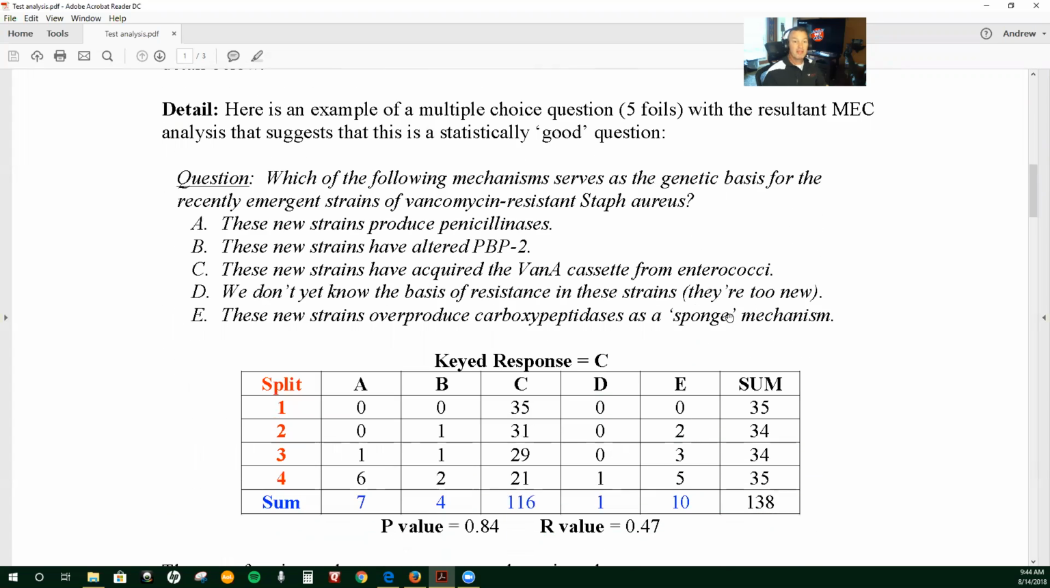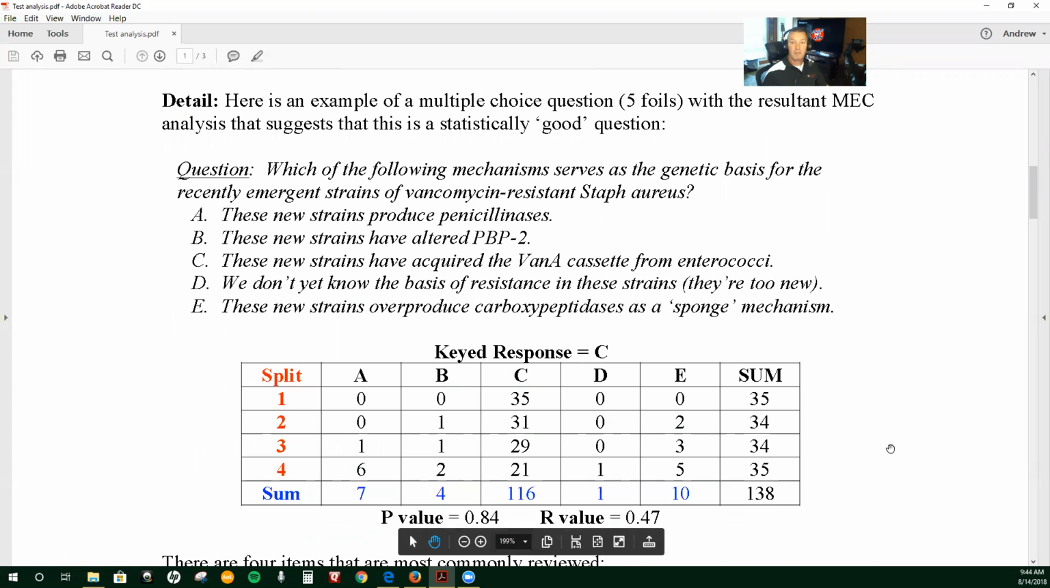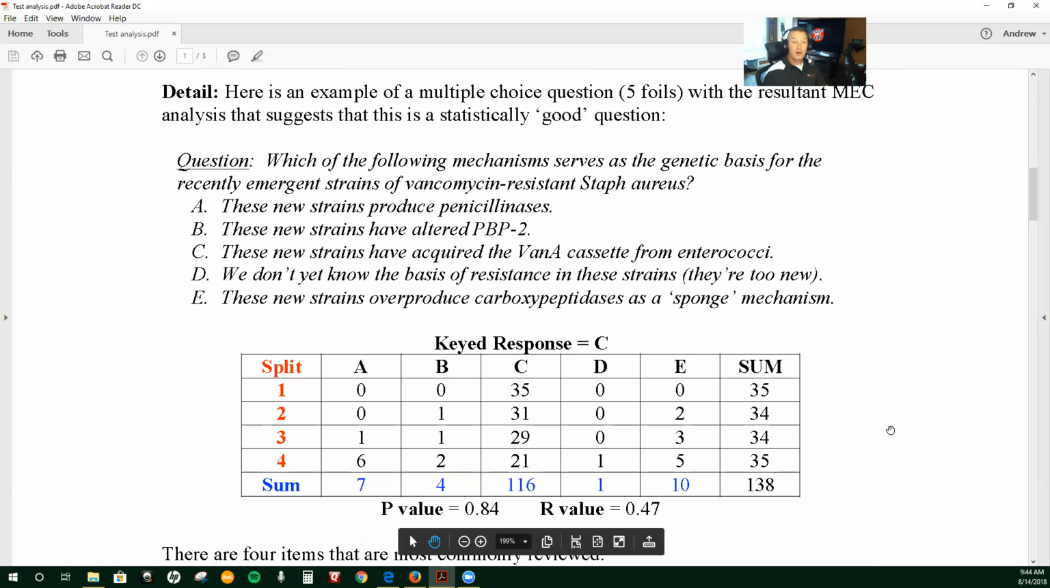All right, so what we're going to be looking at first is this question right here. This particular question is one question on an exam. This exam had 138 students that took it. So your software is going to break your class down into quartiles or quintiles, so 4 groups or 5 groups depending on your software. This particular software broke it into 4 groups. You had the 35 students who did the best on the exam overall, then your next 34 students, then your next 34 students, then your bottom 35.